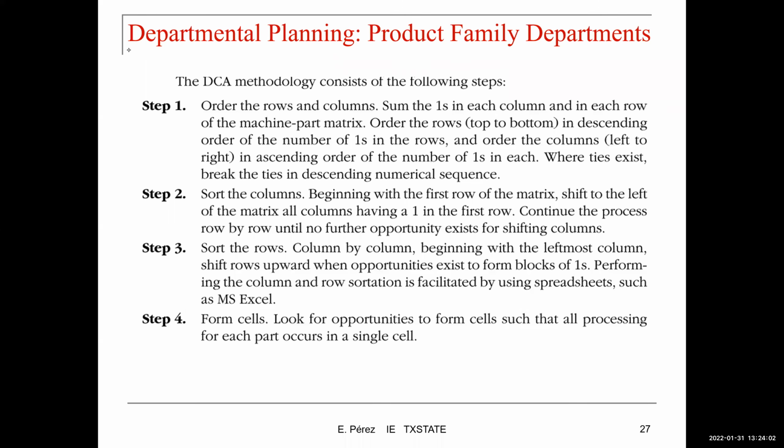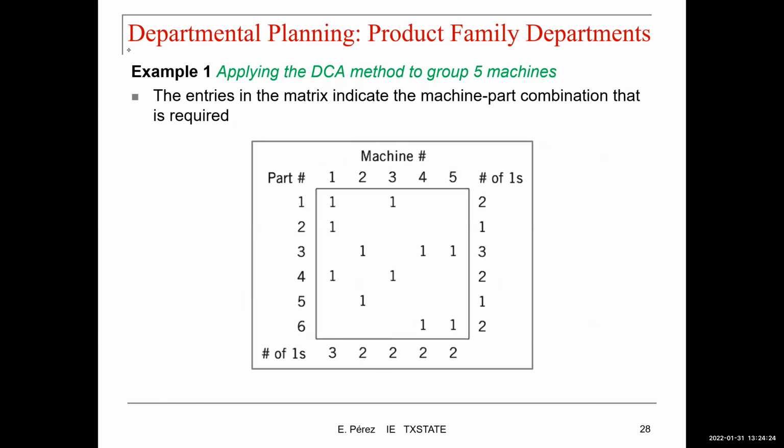Performing the column and row rotation is facilitated by the use of a spreadsheet, so we can do this on the computer. I mean, we can keep track of the right location of the ones, but we can also do it by hand. So we're going to form cells, and look for opportunities to form cells such that all processing for each part occurs in a single cell. So let's look at one example.